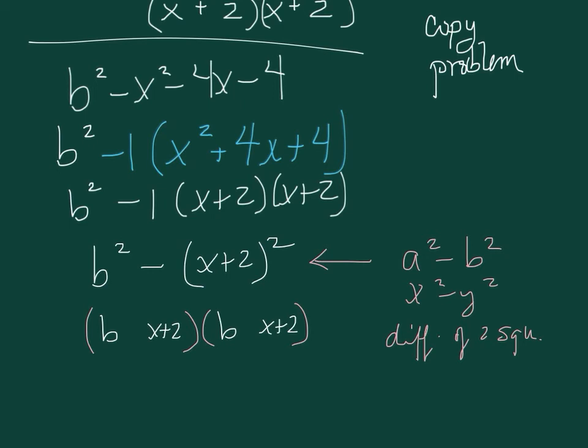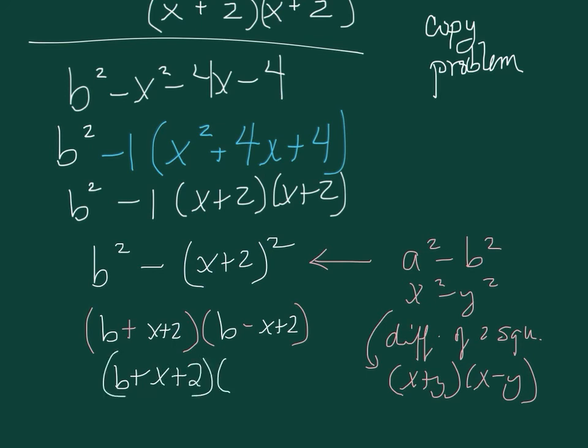But remember, with a difference of 2 squares, our model is, let's say I was talking about x squared minus y squared, I have x plus y and x minus y, right? So I'm going to put in plus and minus. So my final answer is b plus x plus 2 times b minus x plus 2. That's it. That's my answer.